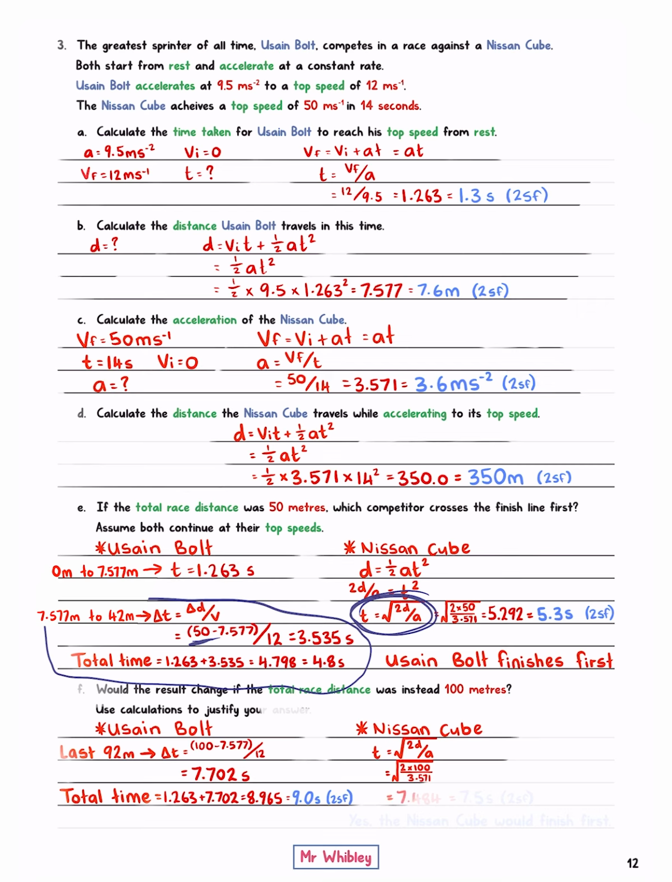me 7.484 or 7.5 seconds to two significant figures. And so, would the result change? Yes, it would. The Nissan Cube would now finish first.